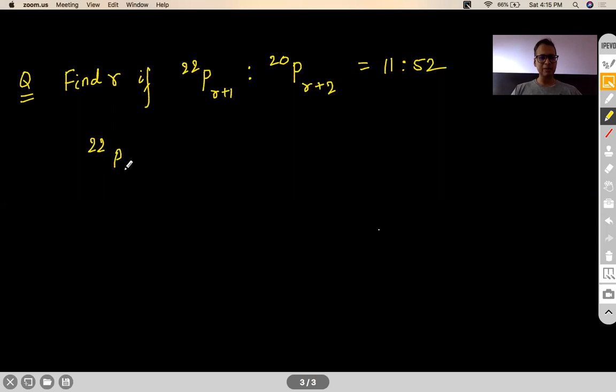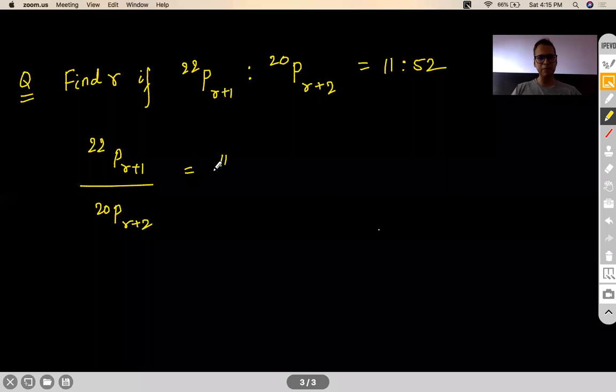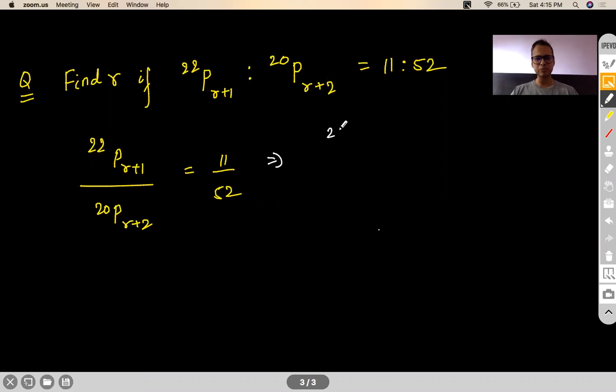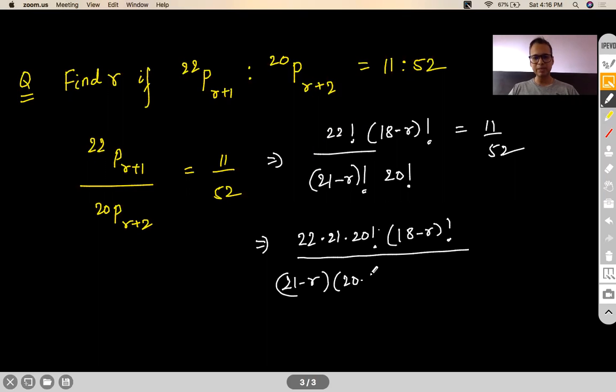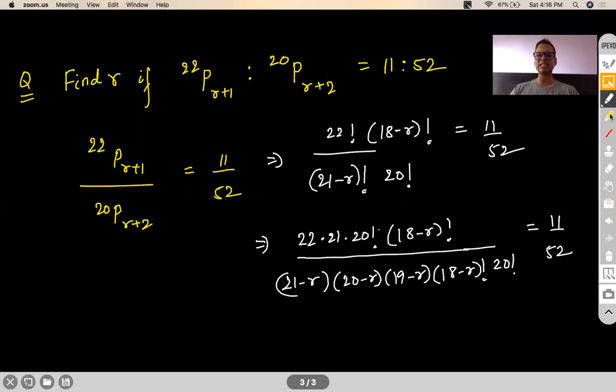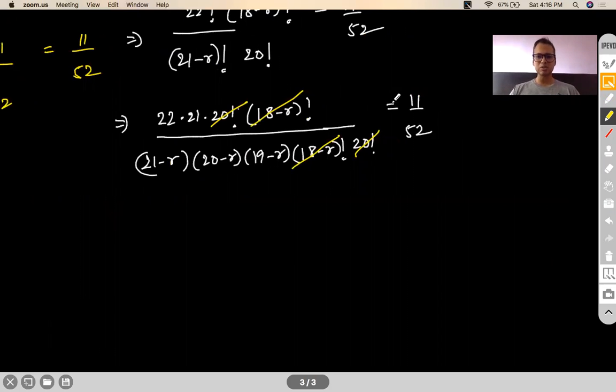Okay, so 22Pr+1 by 20Pr+2 is 11 by 52. 22Pr+1 is 22 factorial by (22 minus r plus 1), which is 21 minus r factorial, right? The denominator would be 20 factorial divided by (20 minus r plus 2), which is 18 minus r factorial. First of all, I can express a higher factorial in terms of a lower factorial. For example, 22 factorial I can write as 22 into 21 into 20 factorial. And this 18 minus r factorial, let it be as it is. 21 minus r factorial I can write as (21 minus r)(20 minus r)(19 minus r) into 18 minus r factorial. What is the benefit of doing that? The benefit is that the factorial terms you can easily cancel. I think 11 also will go here by a factor of 2.